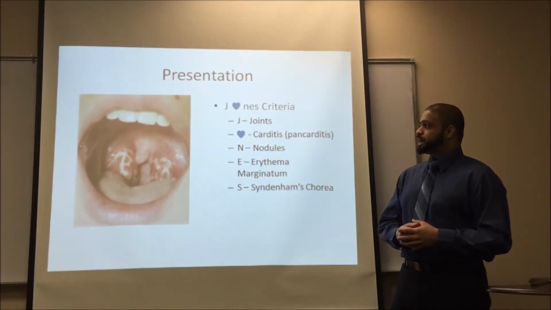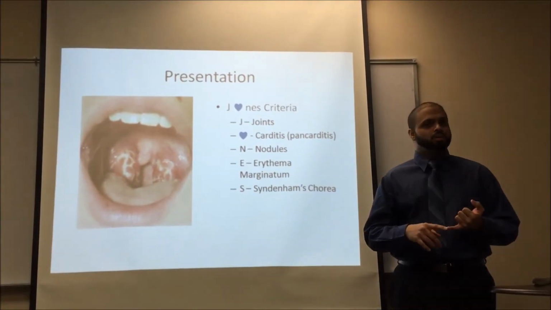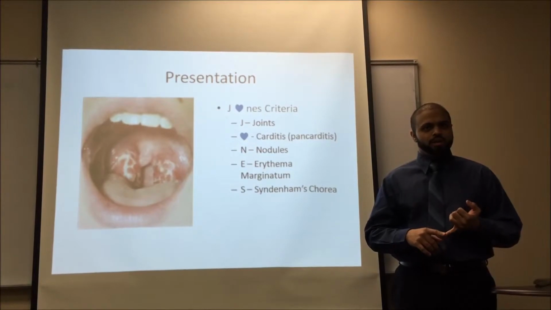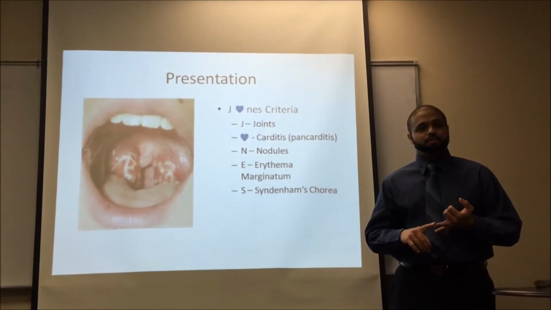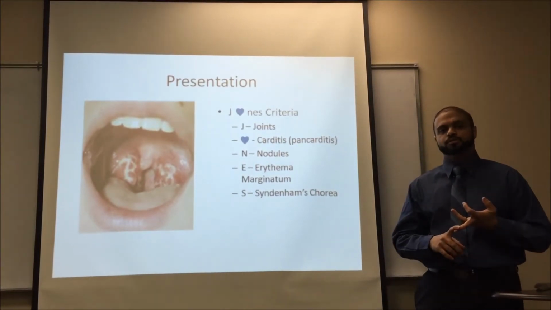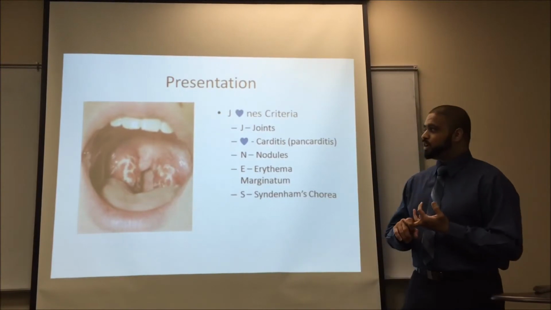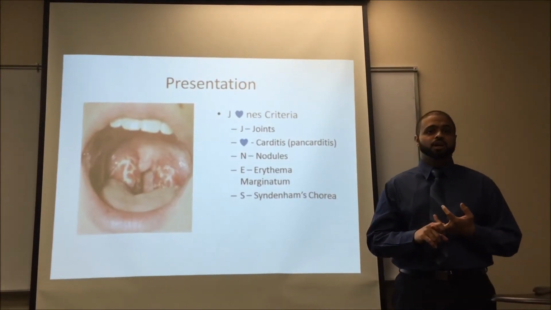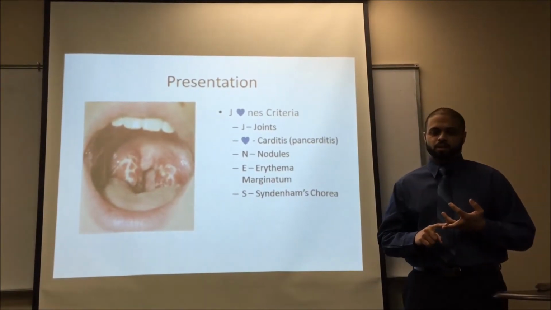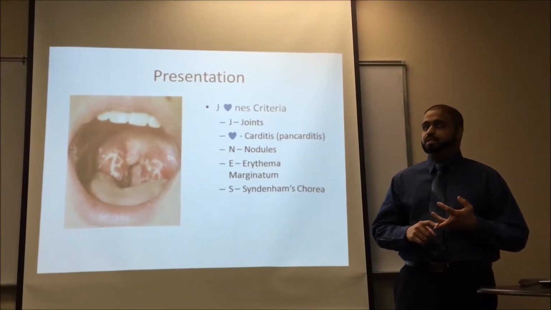Now, when the heart gets affected, we get a pancarditis. What does that mean? That means we get inflammation of the endocardium, which is endocarditis. We get inflammation of the pericardium, which is pericarditis. We also get inflammation of the myocardium, which is myocarditis. Now, one thing to keep in mind is that the myocarditis is the most common cause of death in patients in the acute phase of the disease.